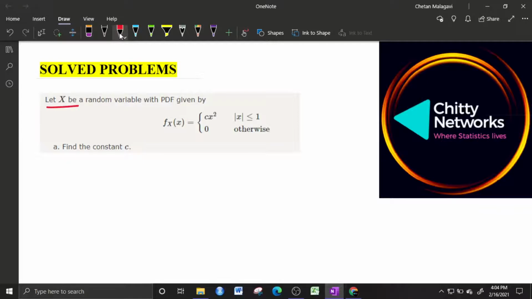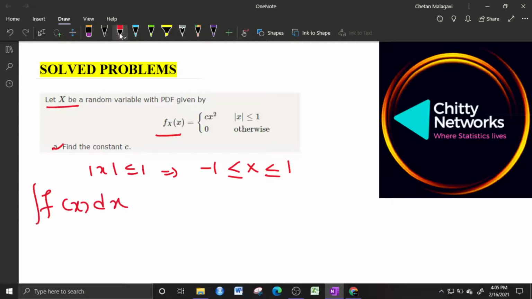Let X be a random variable with PDF f(x) given by c times x squared, where modulus of x is less than or equal to 1. Modulus of x less than or equal to 1 means minus 1 less than or equal to x less than or equal to 1, and we need to find the constant c. We know that the integral of f(x) dx over the range of x, that is minus 1 to plus 1, will be 1, since the total probability is 1.